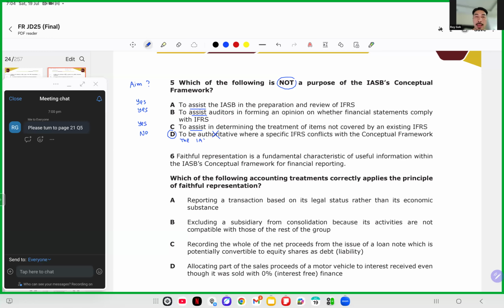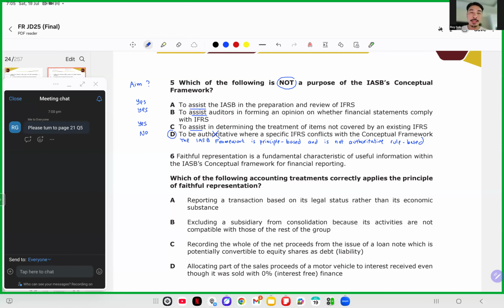The IASB framework is principle-based and it is not authoritative. Authoritative means rule-based. Is it? No, it is not. So the answer is D. If you got the answer correct when you practiced this at home, congratulations. If you did not get this correct, I hope you understand what had gone wrong.